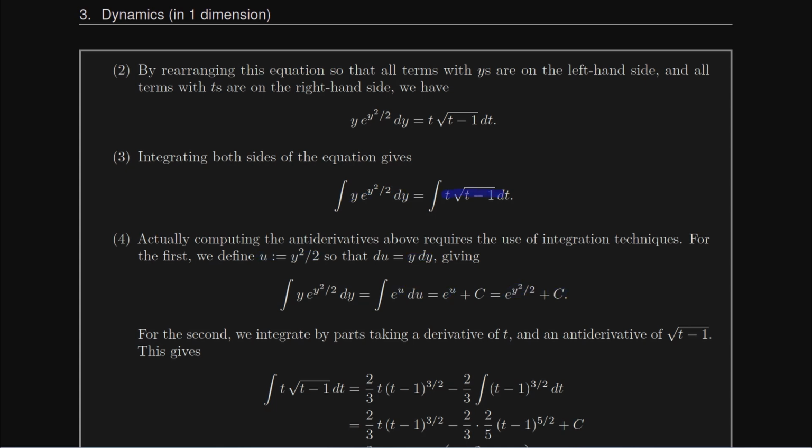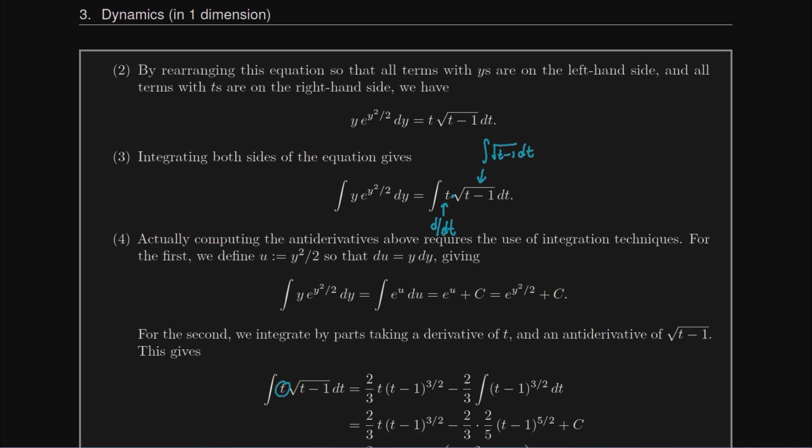If I want to take an antiderivative of t times root t minus 1, I can do that in a couple ways. I can either do u substitution or I can integrate by parts. Integration by parts seems a little more straightforward. It's a multiplication of two terms, and I certainly know how to take a derivative of t, and I also know how to take an integral of root t minus 1. And so I'm going to use integration by parts on this.